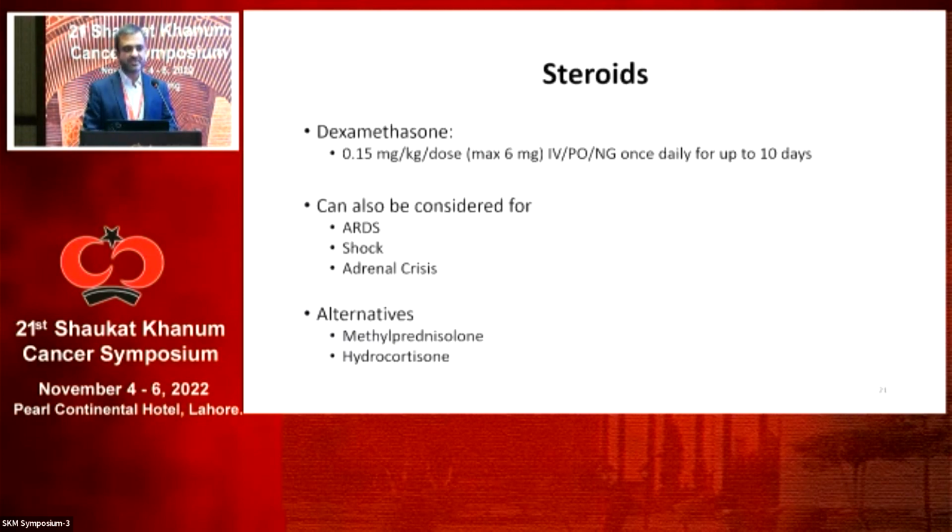So coming on to the steroid, dexamethasone, as per the RECOVERY trial, is the drug to go with in these children. It can be given orally or IV, 0.15 mg per kilo per dose up to 10 days, depending on the symptoms. It can also be considered in COVID-19 in the absence of hypoxia, if there is ARDS, shock or adrenal crisis, and the alternatives are methylprednisolone or hydrocortisone.